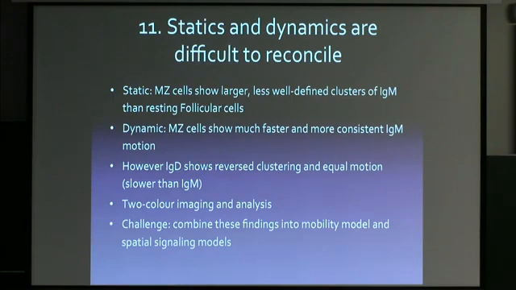We also applied, as you just saw, the two-color imaging analysis. This is the good part. But the challenge, I think, for everybody is to combine this into a model which will describe the mobility in keeping with the statics, in keeping with the dynamics, and at the same time is able to describe the static information when you take snapshots of the model. That's something that maybe if I ever talk to you again, I can tell you about.